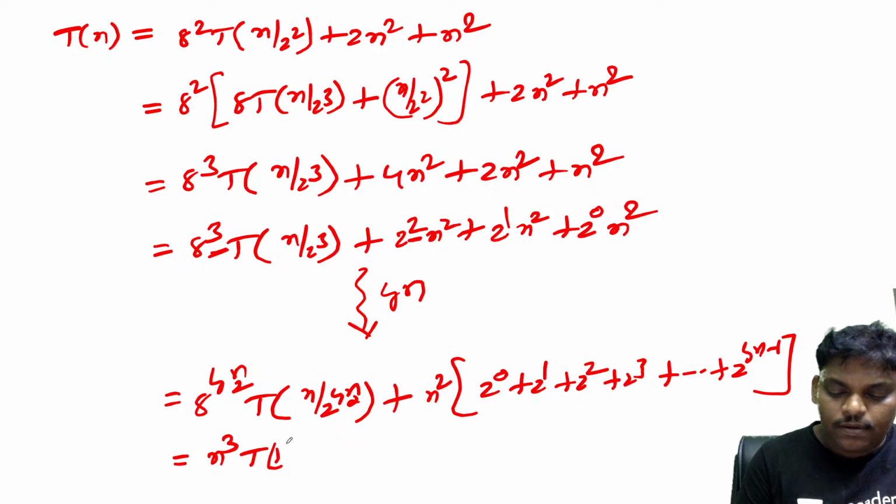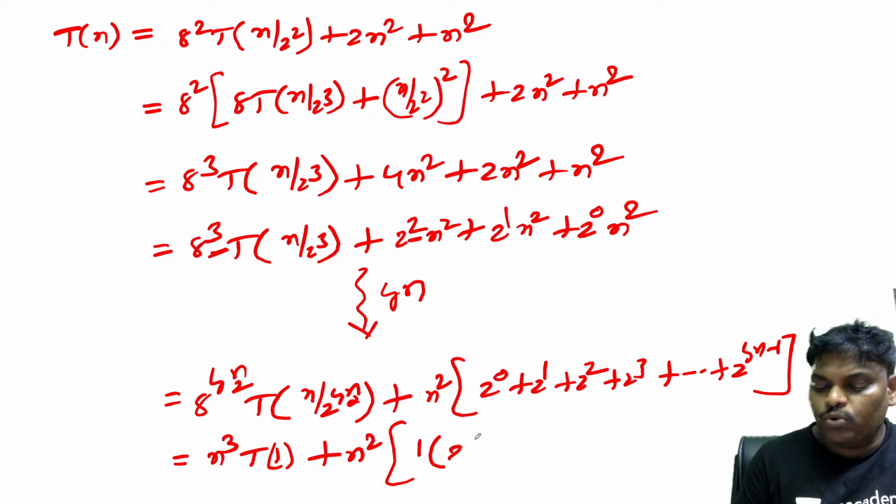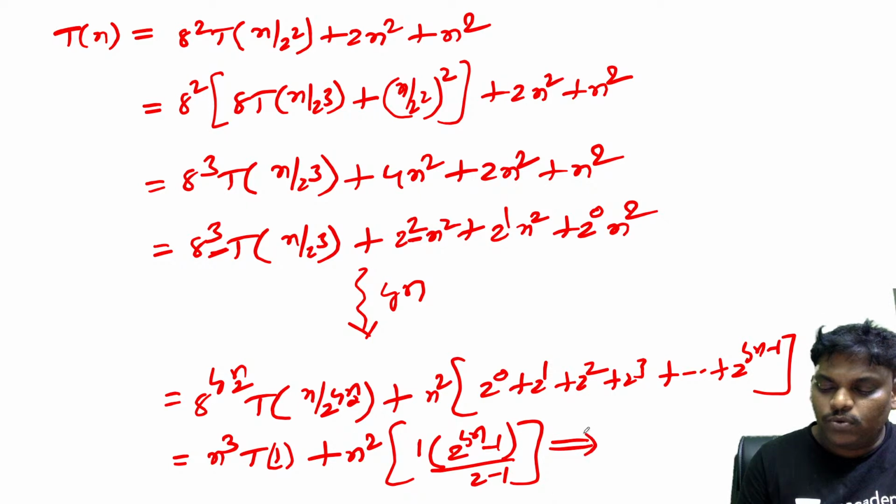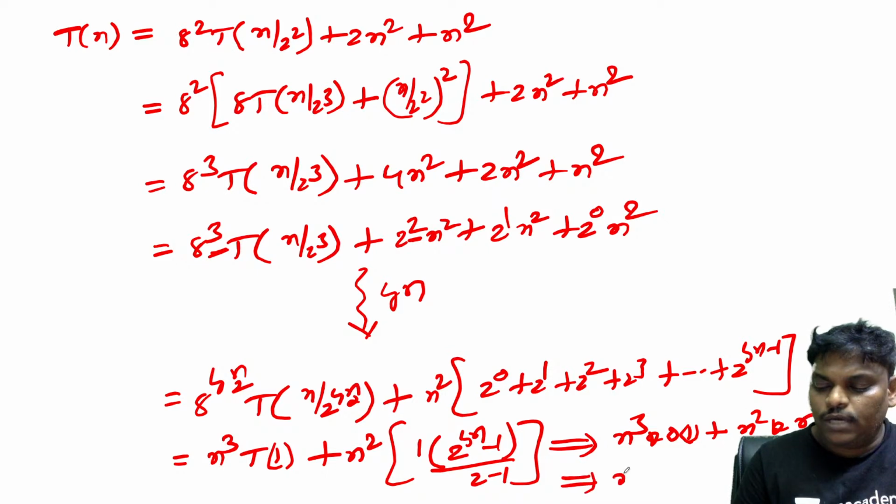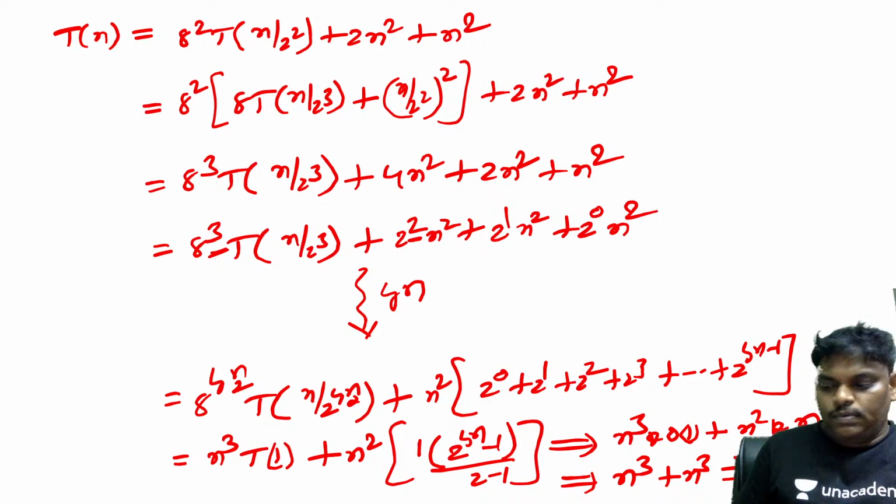It is T(1) plus n square into, you know this formula, a into r power number of terms minus 1 by r minus 1, where r is 2, so 2 power log n terms minus 1 by 2 minus 1, which goes to n cube into a constant, plus n square into 2 power log n, which means n. So it goes to n cube plus n cube, which is theta of n cube. So the answer for this problem is n cube.